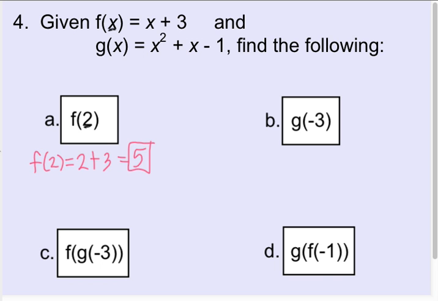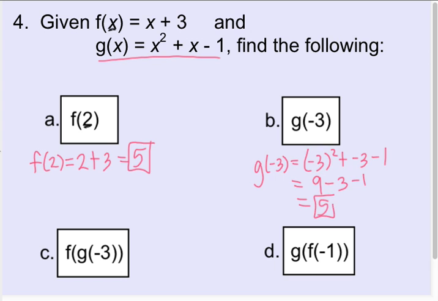Okay. The next one, it says g of negative 3. Since it's g, now I'm going to be using my g function. And wherever there was an x, because see how the negative 3 is taking the spot of the x, I plug in negative 3. Negative 3 squared is 9. Minus 3 minus 1. 9 minus 3 gives me 6. 6 minus 1 gives me 5.